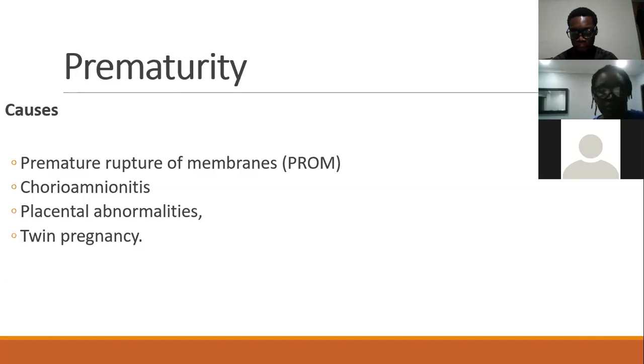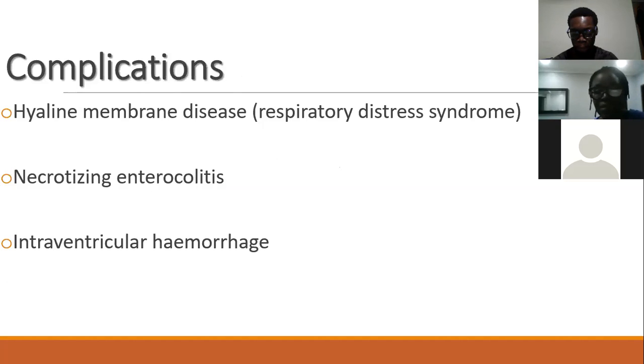So these are some of the complications of prematurity. You can have hyaline membrane disease, which is also known as respiratory distress syndrome. Then you can have necrotizing enterocolitis. We'll look at the first two in more detail. Now, the intraventricular hemorrhage usually occurs when there's bleeding into the brain because the brain structures and the blood vessels are fragile.